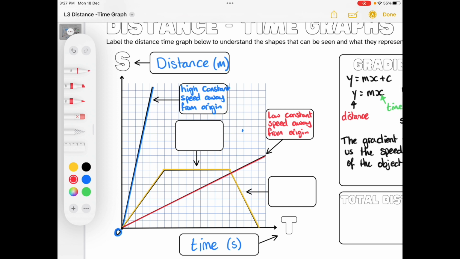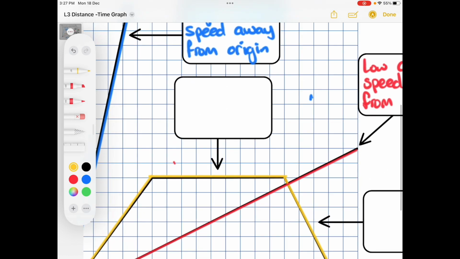Now, let's go to this middle box here, this middle yellow one. Think how we could describe that middle yellow one. If we think about the gradient, if we worked out m here, m would be 0, which means this object has no speed or no velocity. So we could say this is stationary or at rest. It's not moving, basically. There's no movement happening there, so it's stationary or at rest. Both of them mean the exact same thing.